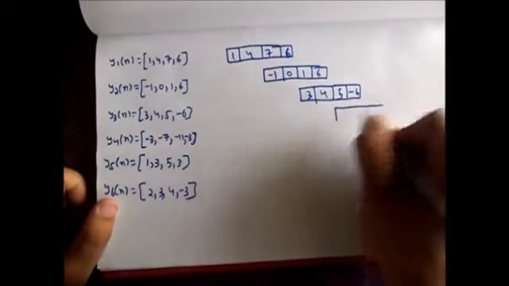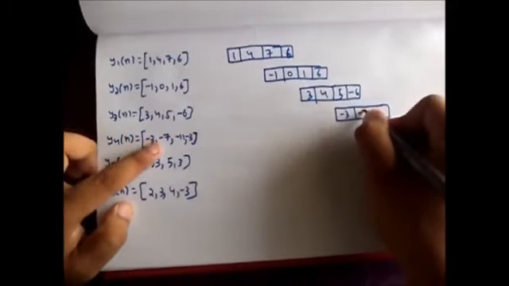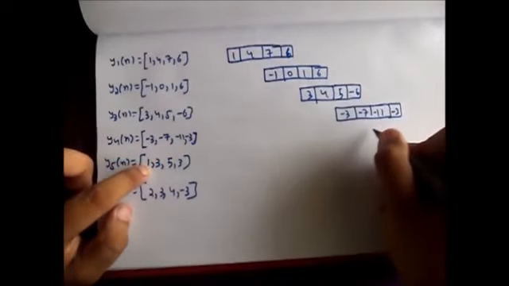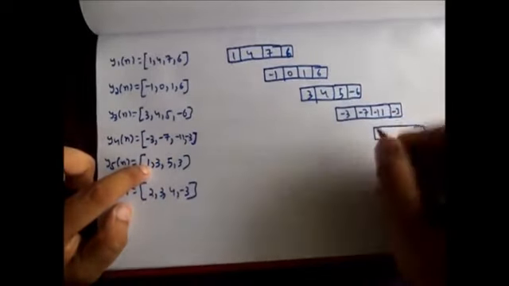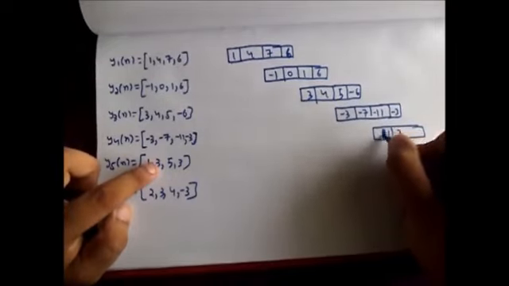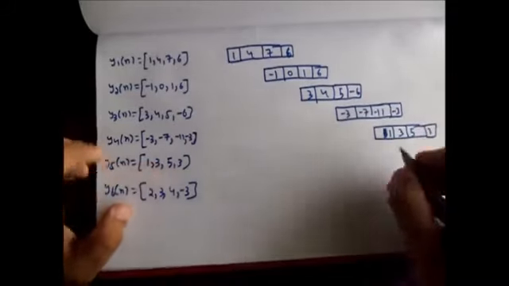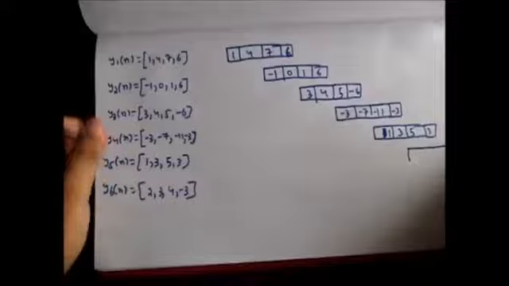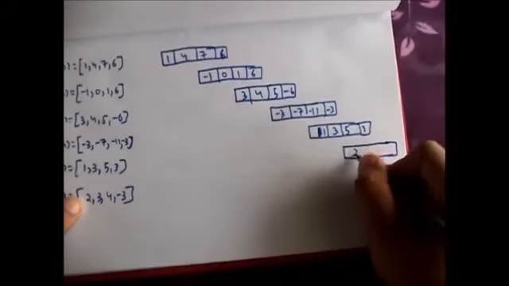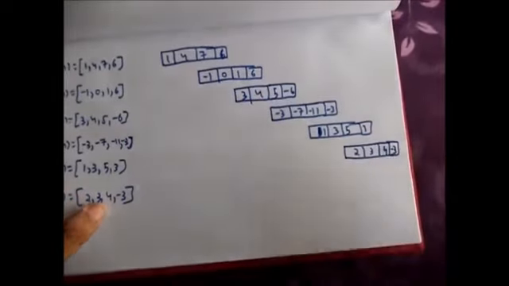Similarly, we have to proceed further. -3, 7, -11 and -3. Again we have to proceed further similarly. 1, 3, 5 and 3. And this is 2, 3, 4, -3.